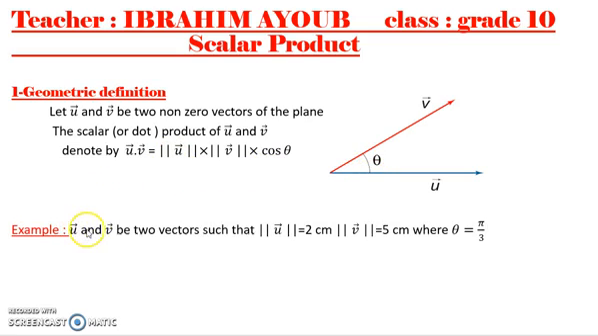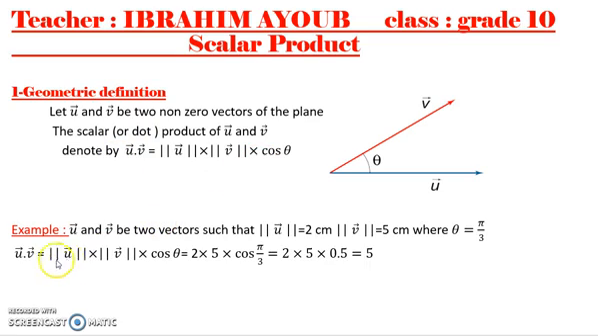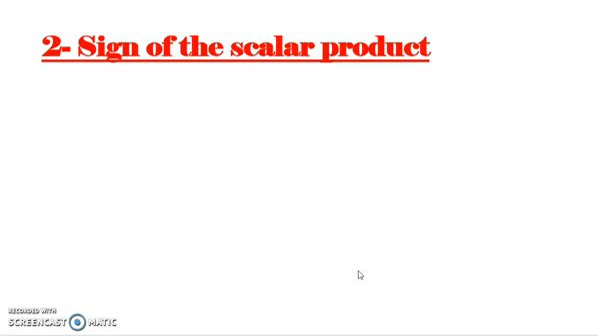Application: u and v are two vectors such that the norm of u is equal to 2 cm and the norm of v is equal to 5 cm, where the angle between the two vectors u and v is equal to pi over 3. We need to calculate the dot product of these two vectors. Apply the rule of the dot product. We find that u dot v is equal to the norm of u times the norm of v times cosine of the angle between these two vectors, pi over 3. Replace the norm of u, the norm of v and theta by their values. We get 5.